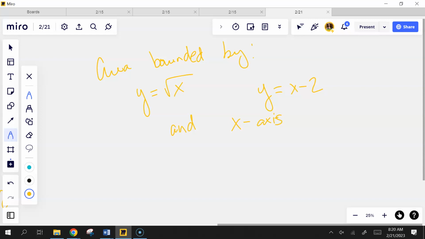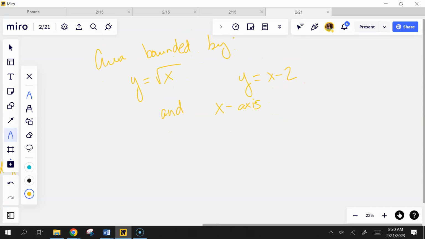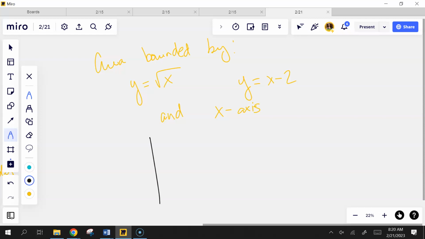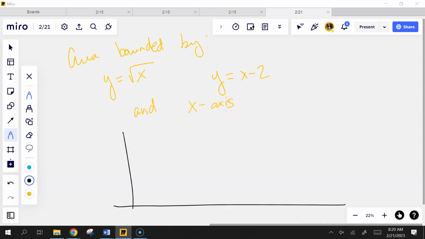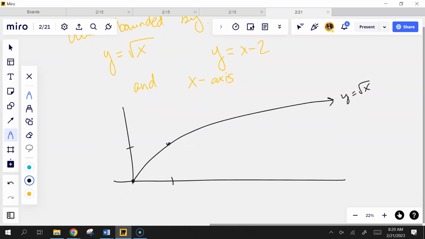So let's graph it and let's look at it and let's see what's going on. That way I can tell what I need to do, if I need to do it with respect to x, with respect to y, how I need to do this. Since this is pretty easy, it's bounded by the x-axis also, so I'm not going to go below the x-axis, right? And then the square root of x just looks like this. And x minus 2 is shifted down 2.